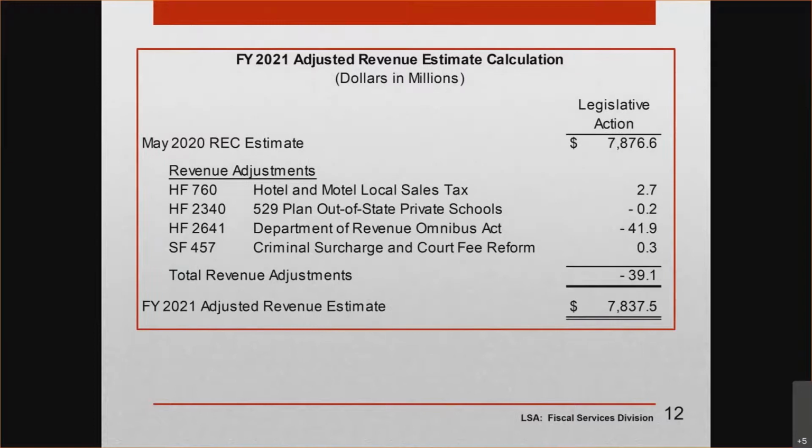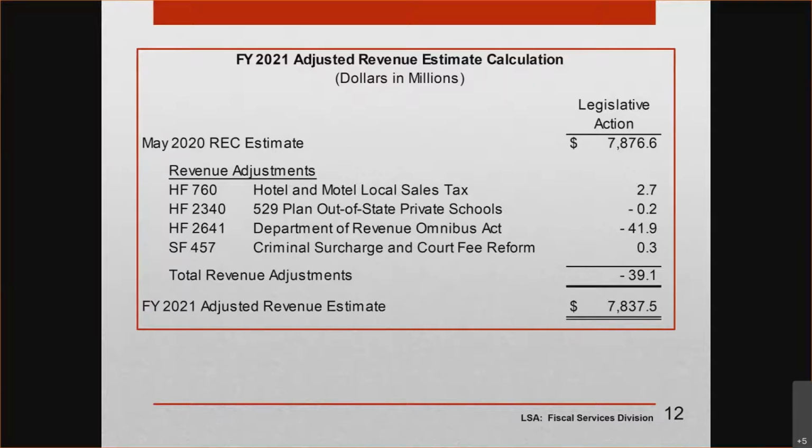So this table shows how we calculated the fiscal 21 adjusted revenue estimate. As you can see, we started with the May REC estimate, which was the lowest estimate that was made by REC for fiscal 21, and that was $7,876 million. Then there were 4 bills that were passed that impacted the general fund, and they were a combination. Some increased revenues, some decreased.